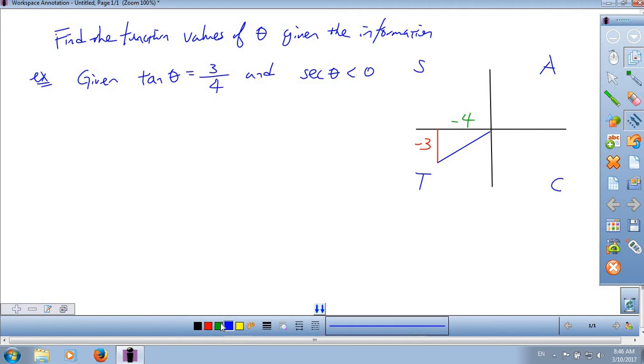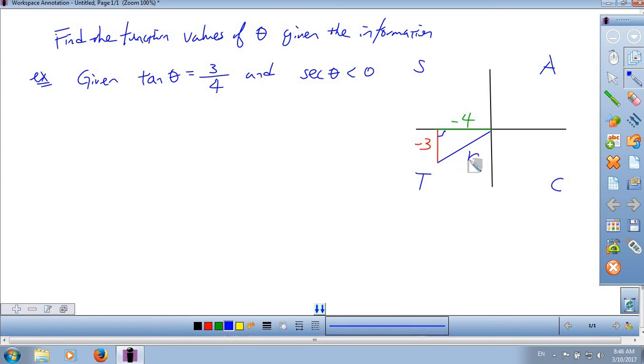Now again, how do I know that? Because in quadrant 3, both x and y are negative. That's why we know they are negative. And as you can see, their ratio is positive, though. The ratio is positive, but each individual value is negative. So it's -3 and -4.